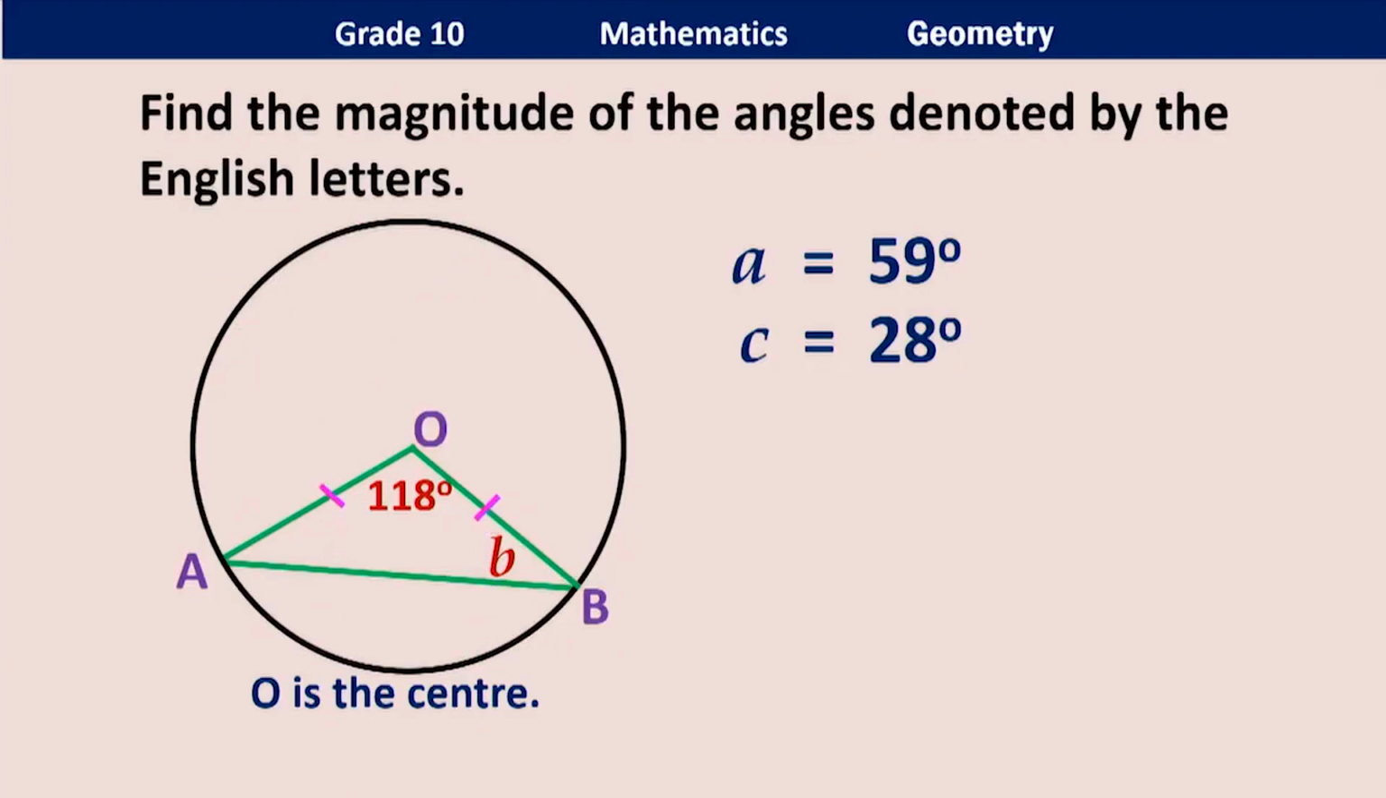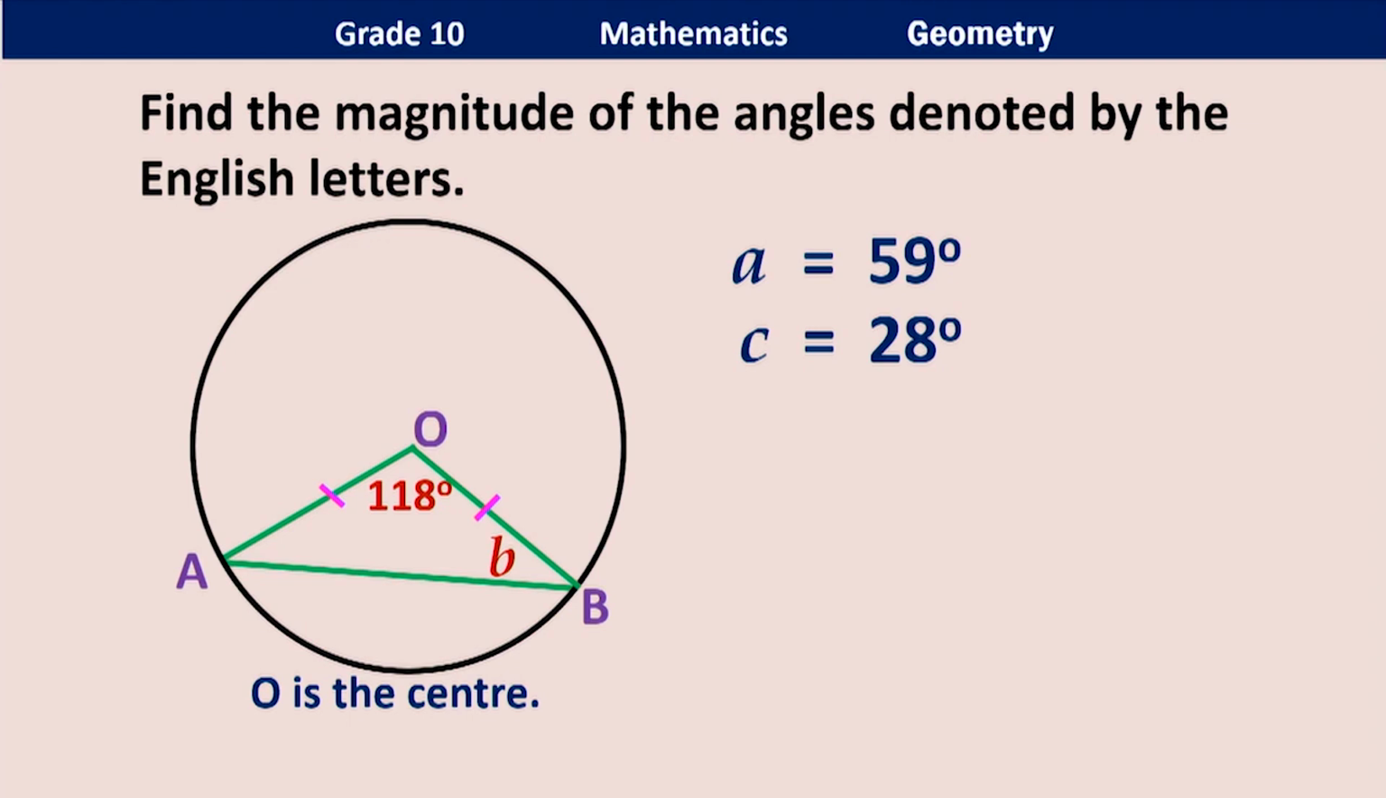Right. Now, here we can see triangle AOB and it is an isosceles triangle. Why is that? AO and OB are radii of the same circle. Therefore, AO is equal to OB. That means AOB is an isosceles triangle.